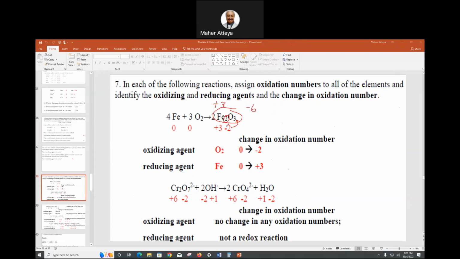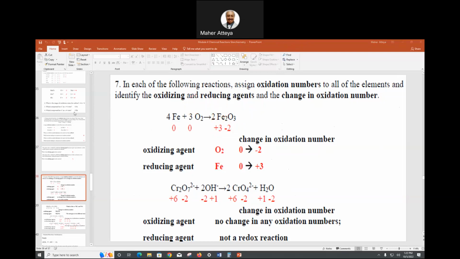Why? Because if I multiply plus 3 with 2, I get plus 6. So now plus 6 minus 6 makes what? A neutral compound is 0. Correct? So this is a neutral compound, and the sum of the oxidation numbers in it has to be 0. So let's look at this now.